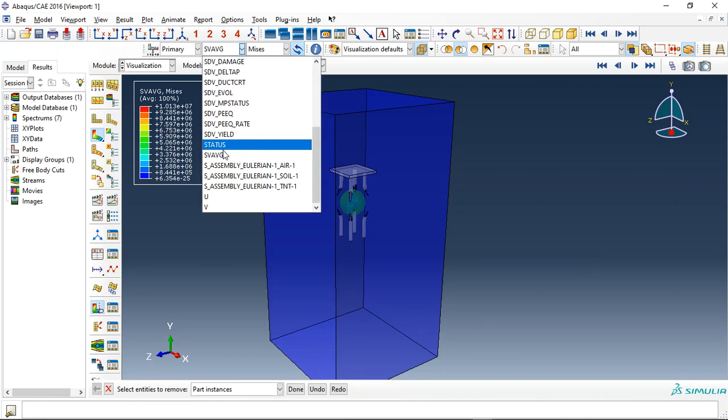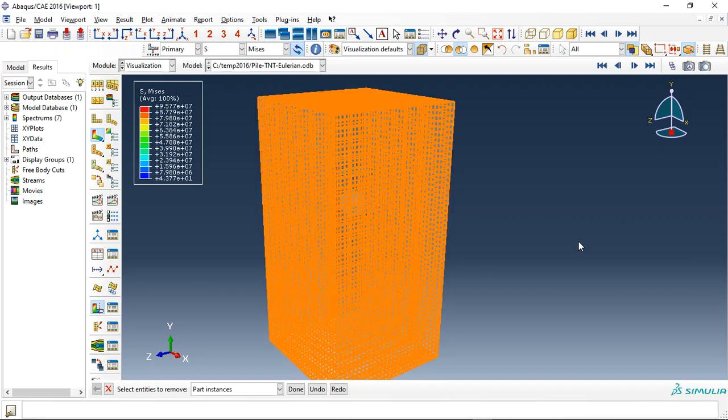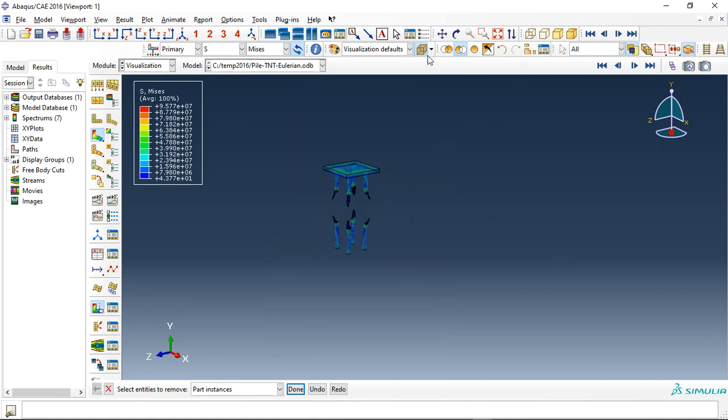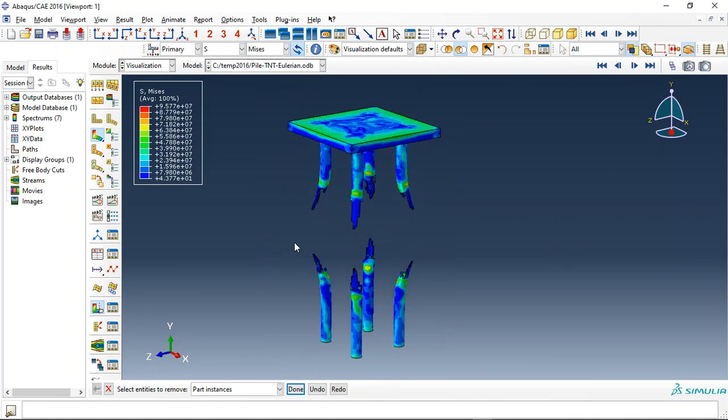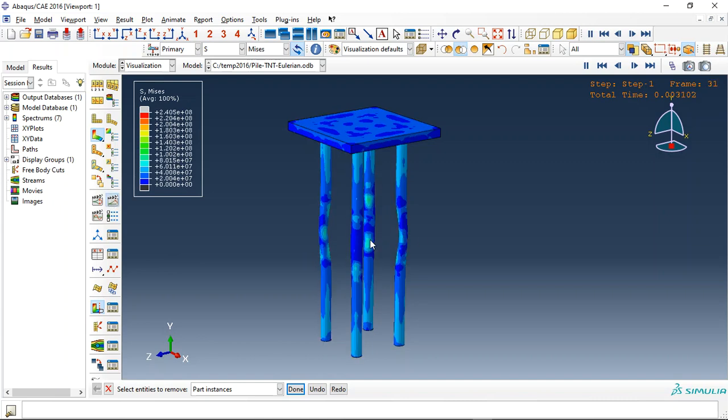Today I did a model of the CEL, or Coupled Eulerian-Lagrangian, explosion in the depth of the soil, and we investigated the damage which happened during the explosion over the piled raft, concrete piled raft. Let me remove this and see this is a piled raft, and let me click on animate, see the stress, and after that the failure which happened.